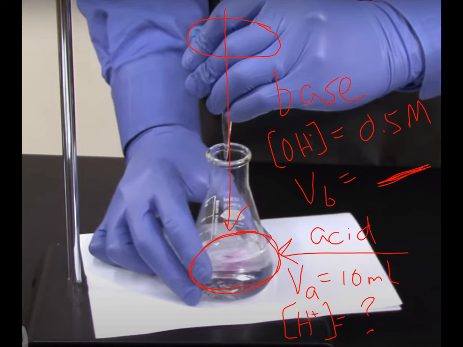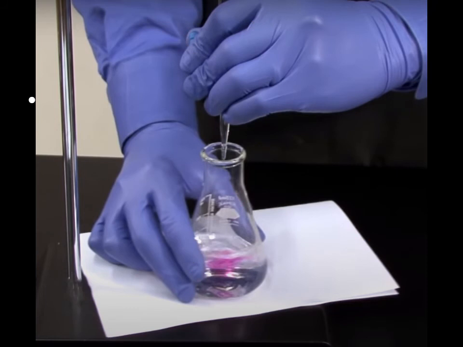So you're paying attention to that pink color. And in the beginning, the pink color is going to disappear really fast. It's going to be really light pink and disappear very quickly. This is a little further down the road where we've got a good bit of base in there now. Now when you add the base, that color lingers longer and it's more intense. It's a darker color. So we can see we got more pink going on right here now because we're getting closer to the end point, closer to the neutralization point.